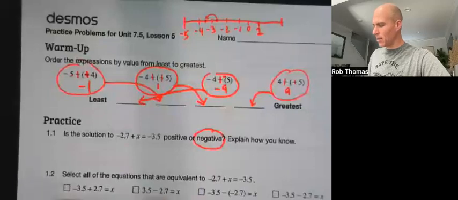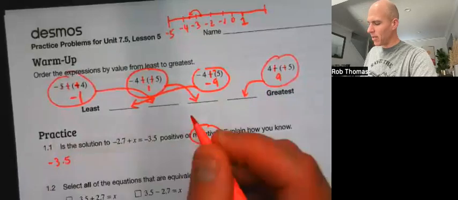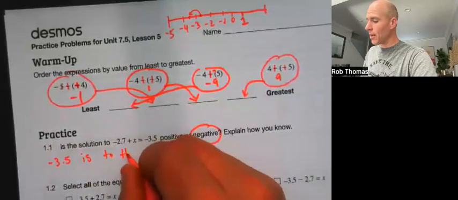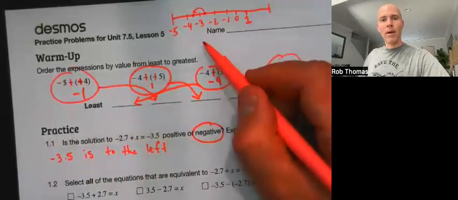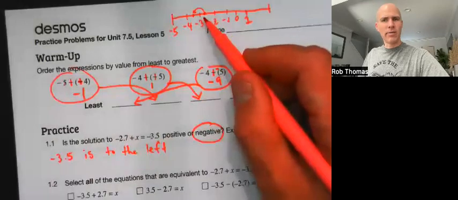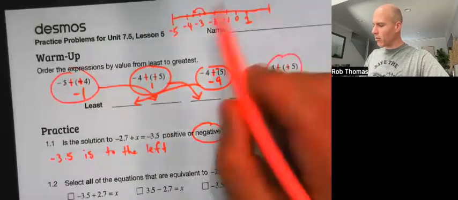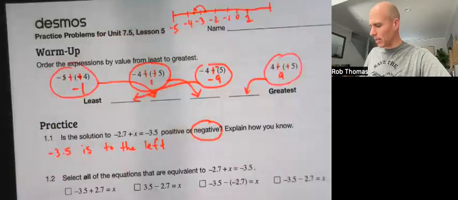Well, I would say something along the lines of negative 3.5 is to the left. Right, I'm thinking about number lines right now. I guess I don't know why, but I'm really into number lines right now at this moment. So negative 3.5 is to the left of negative 2.7. That's just another way of saying it's more negative.